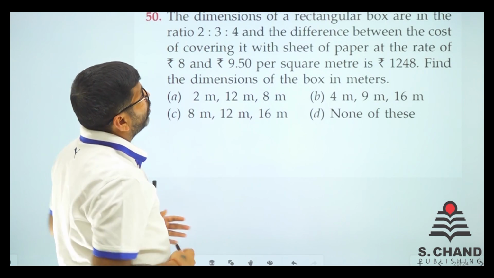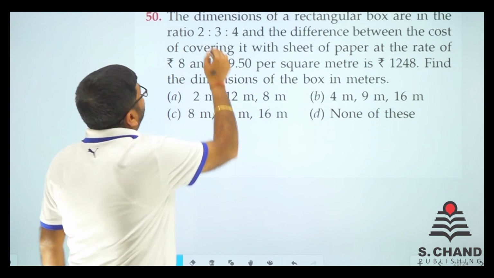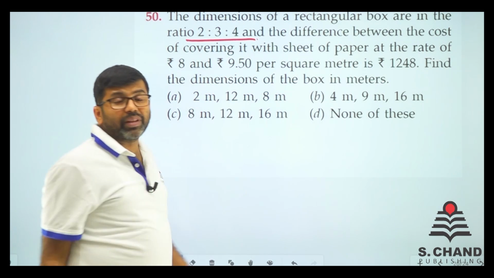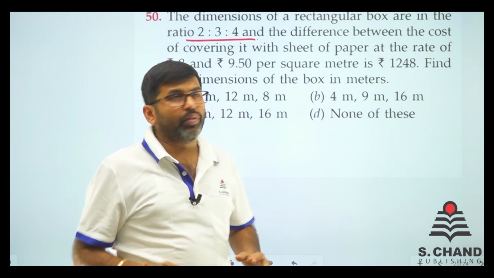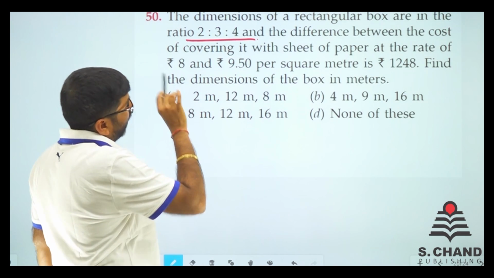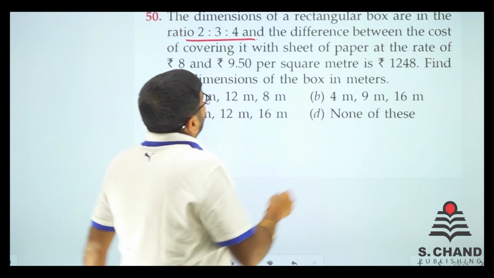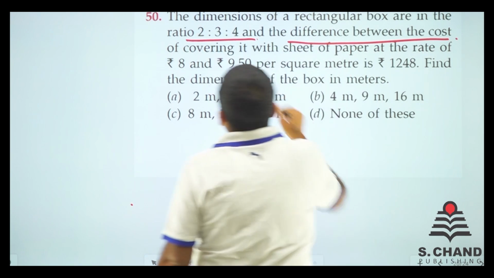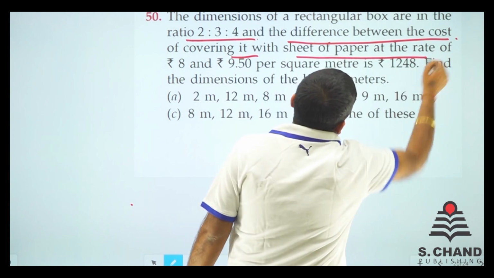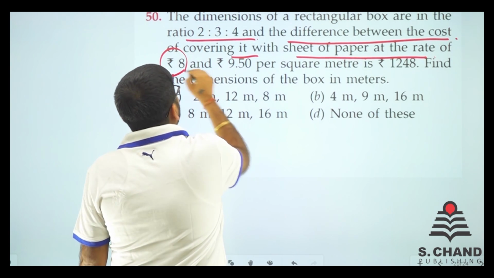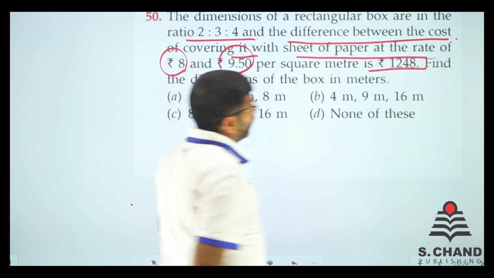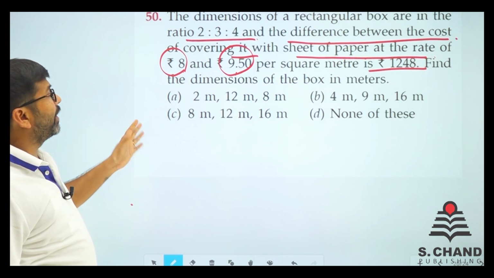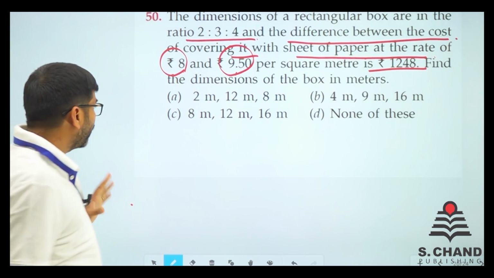So the dimensions of the rectangular box are in the ratio of 2:3:4. So the dimensions means length, breadth and height. So a rectangular box with the length, breadth and height is at the ratio of 2:3:4. And the difference between the cost of covering it with a sheet of paper at the rate of 8 rupees and 9 rupees 50 is 1248. So find the dimension of the box in the meter, right?